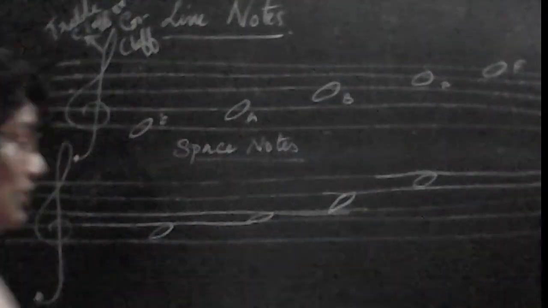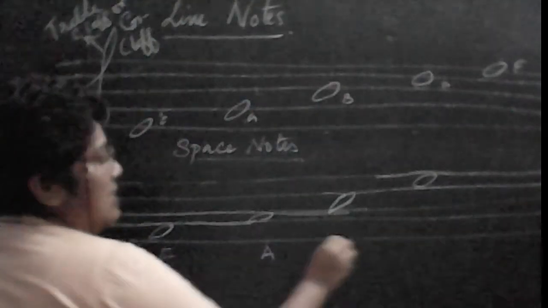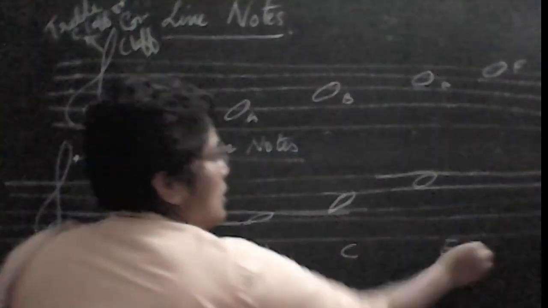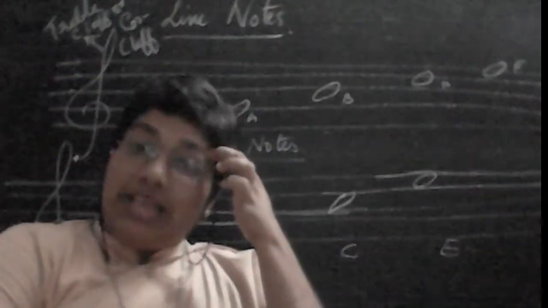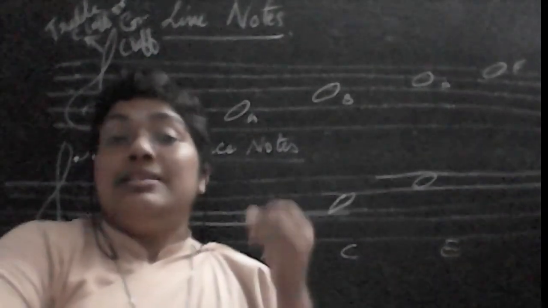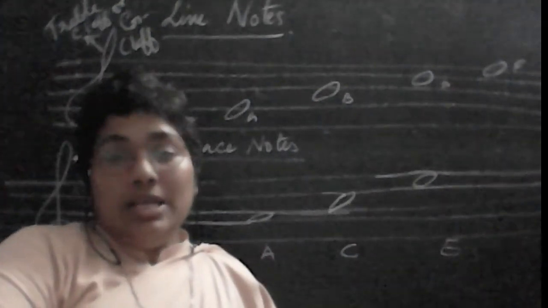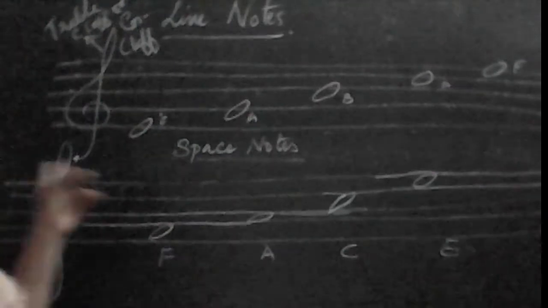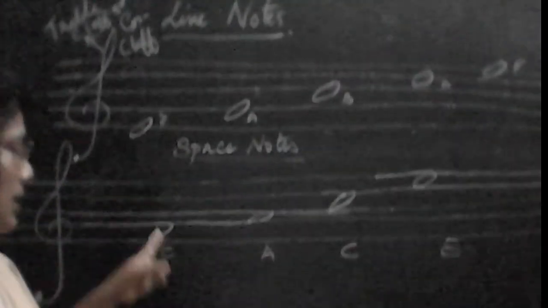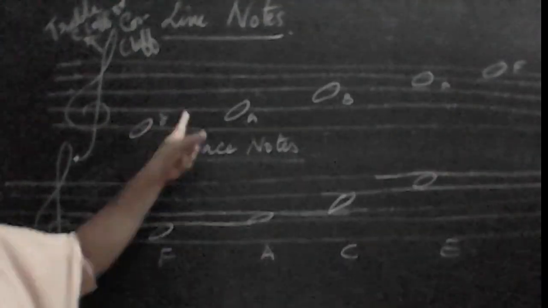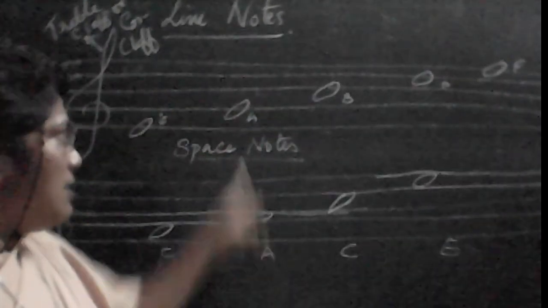Okay. Now which are the space notes? F, A, C, E. So remember the space notes spell FACE. Remember this word. F, A, C, E. Space. Okay. So if you combine all these notes, you will see. After E comes F. Immediately after E there is a space, that is F. Immediately after G there is a space, that is A. This is an order, right?